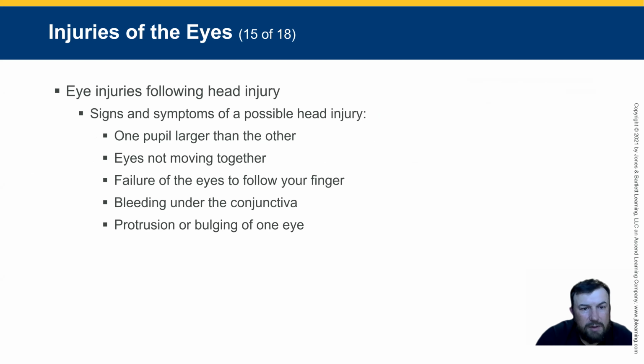Eye injuries following a head injury. So signs and symptoms of a possible head injury: one pupil larger than the other, eyes not moving together, failure of the eye to follow your finger, bleeding under the conjunctiva, protrusion or bulging of one eye. All of these are red flags. You've got to pay attention to every one of those.